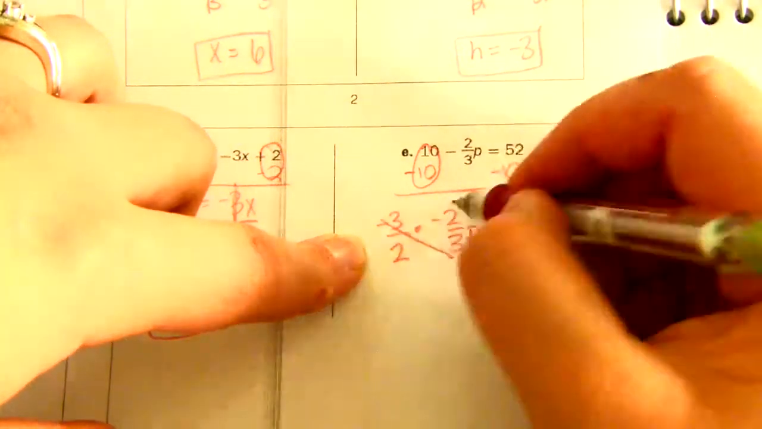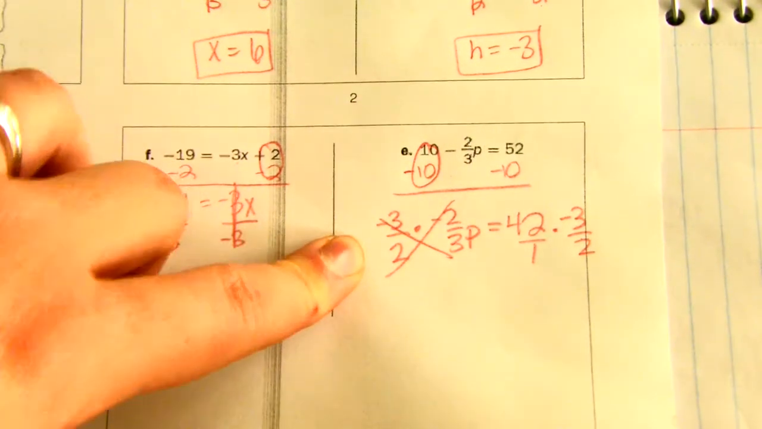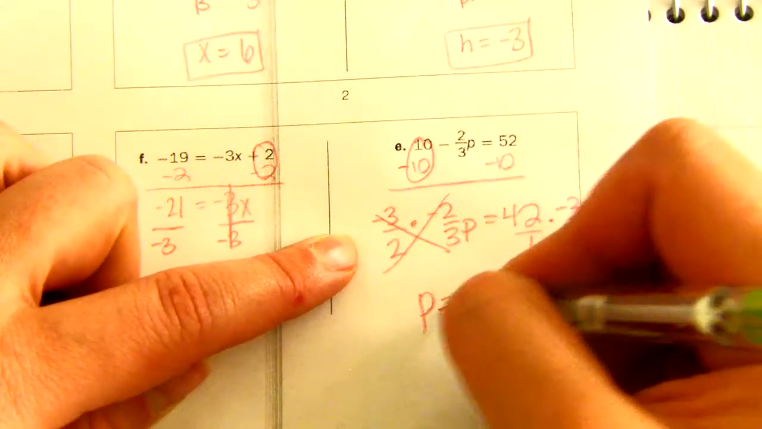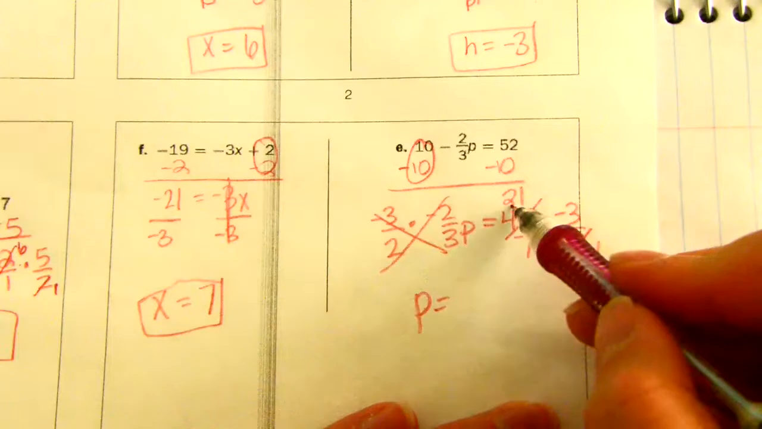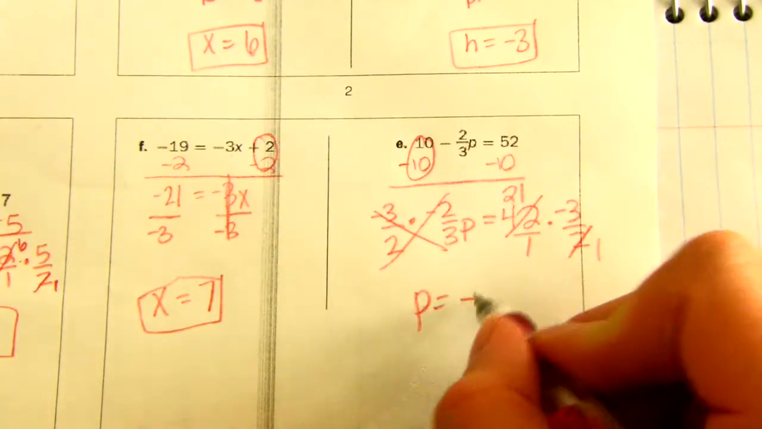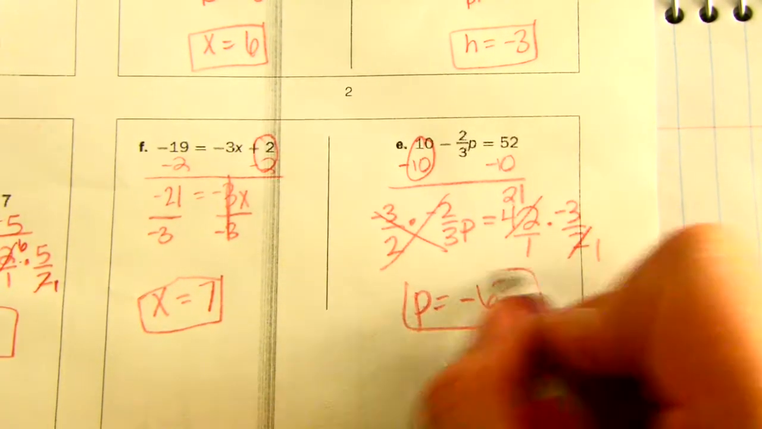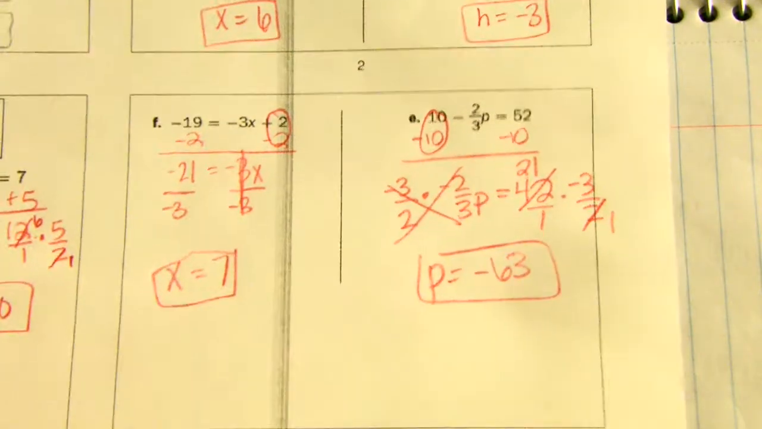Put that 42 over 1 if you want. Cross reduce to just 1p or just p. 2 goes into 42 21 times. 21 times negative 3 is negative 63 over 1, which is just negative 63. All right.